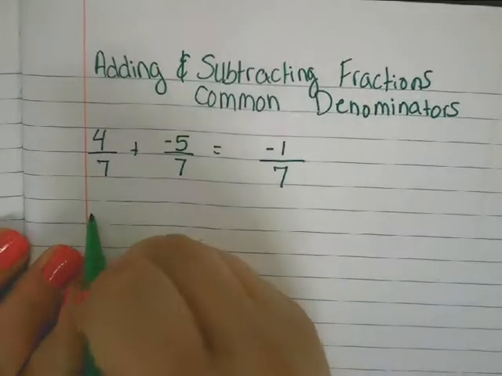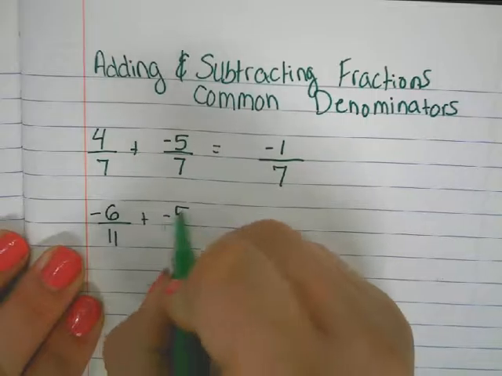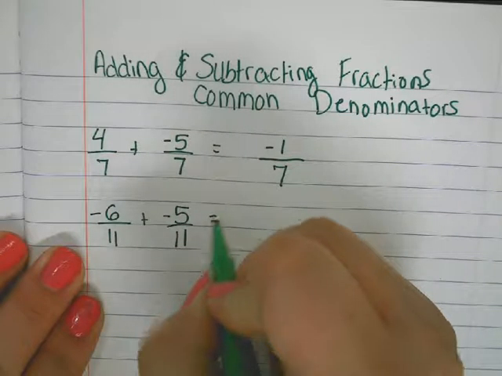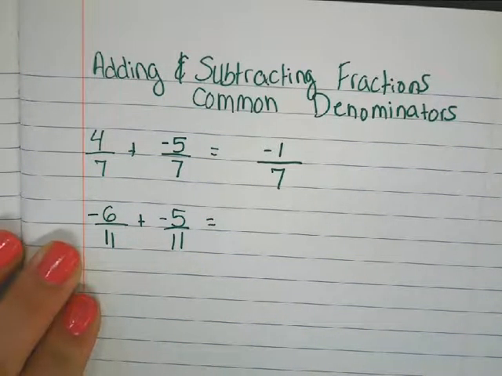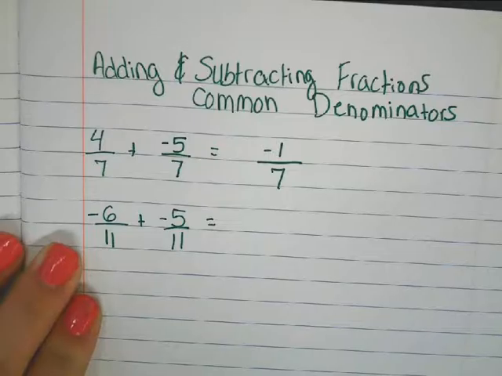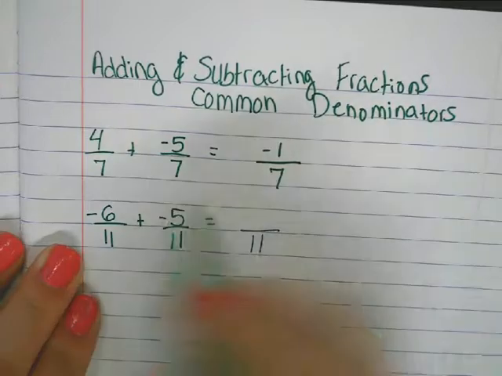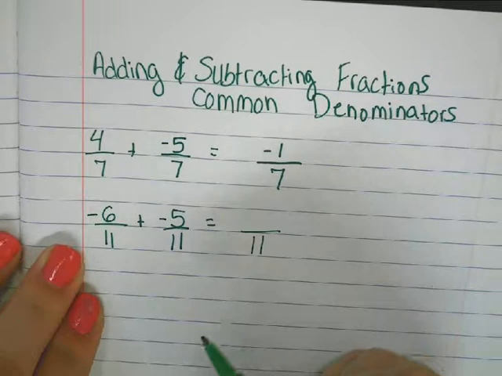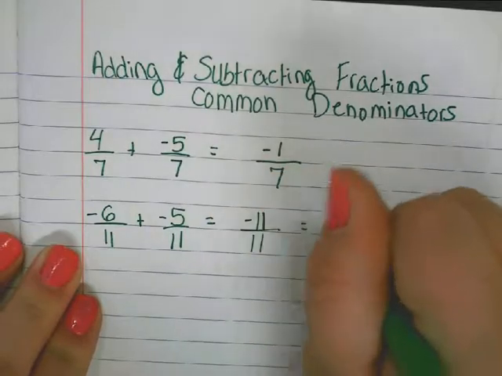What about negative 6/11 plus negative 5/11? What is it? So keep my denominator, 11 and 11 stays the same. Negative 6 plus negative 5? Negative 11, so it is negative 1. Don't forget that negative sign.